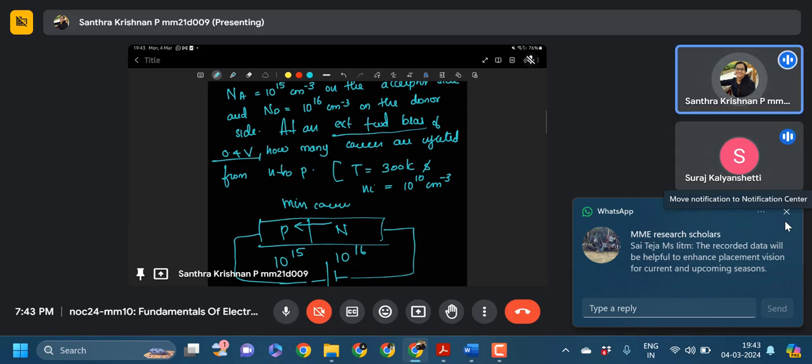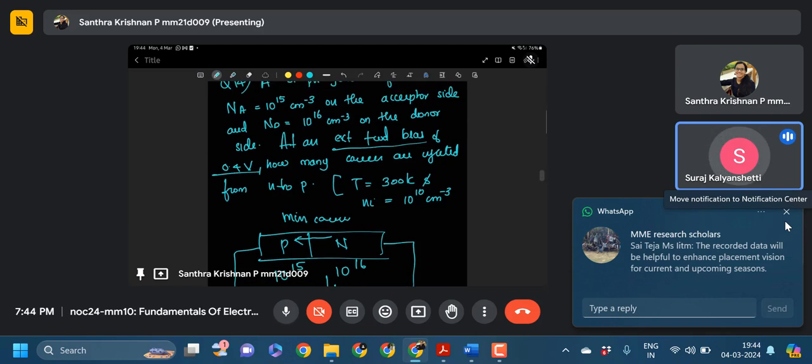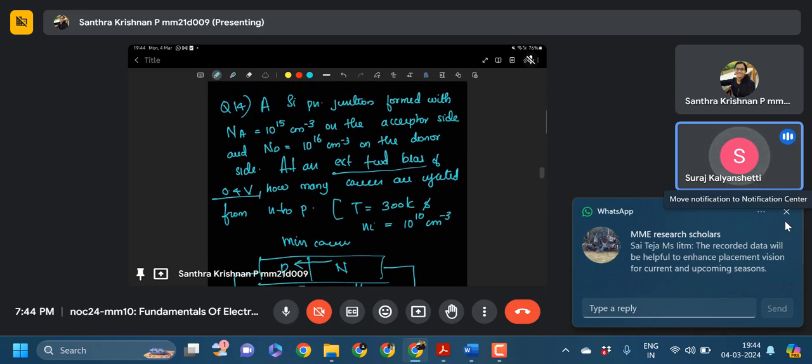You can just change that equation, and then the question will be reworded accordingly. But for minority carriers, in that case this forward bias will change to reverse bias. Then the same equation you can use.